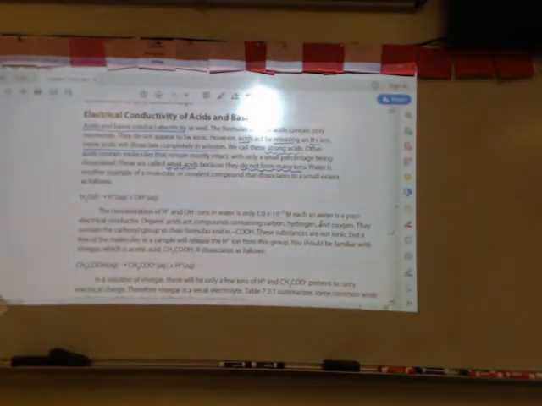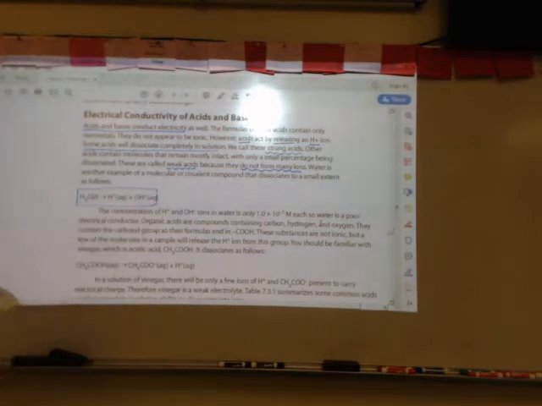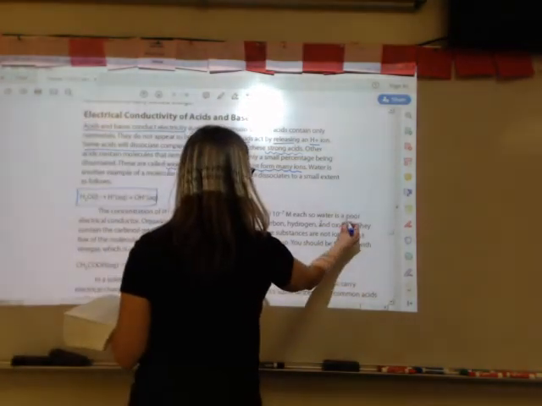Water is an example of a molecular compound that dissociates to a small extent. They're showing you here what water dissociates into. The concentration of hydrogen and hydroxide ions is only 1 × 10⁻⁷ molar each. So water is a poor electrical conductor.